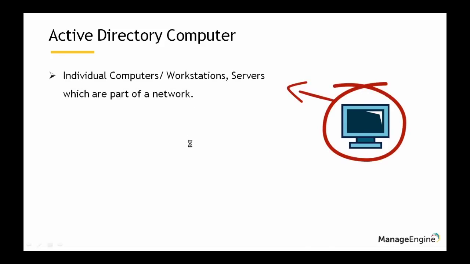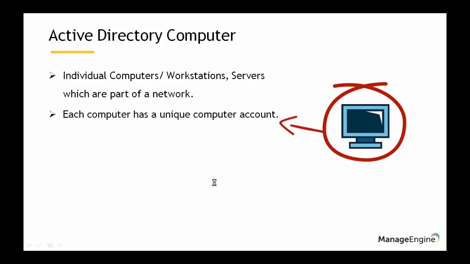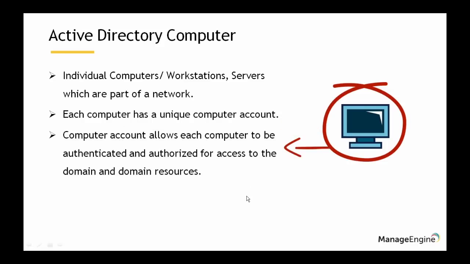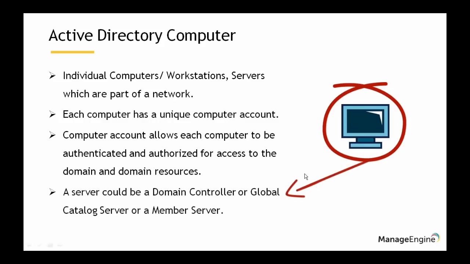And the second type of object that we are going to be discussing is the computer object in Active Directory. So the computer objects can be individual computers, workstations, servers, which are part of a network. Similar to the user object, each computer has a unique computer account. And that computer account allows each computer to be authenticated and authorized for access to domain and domain resources.